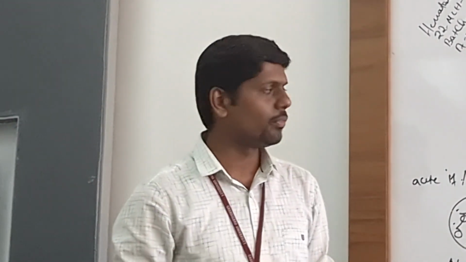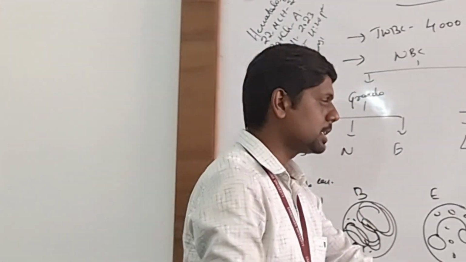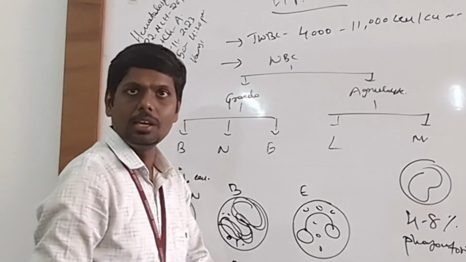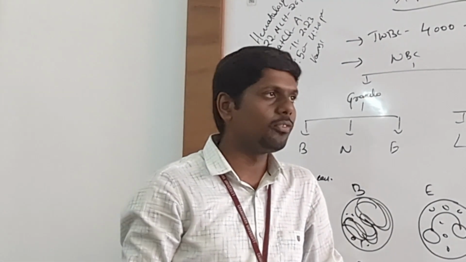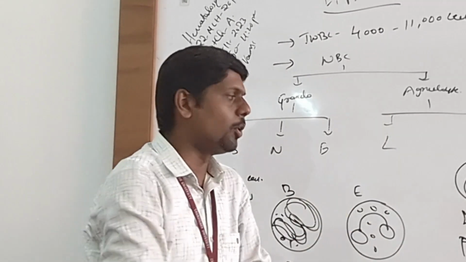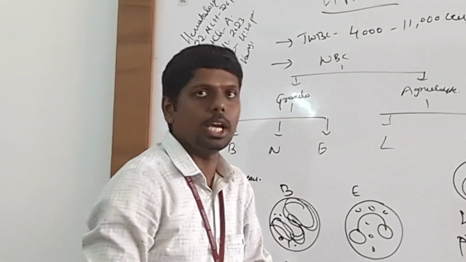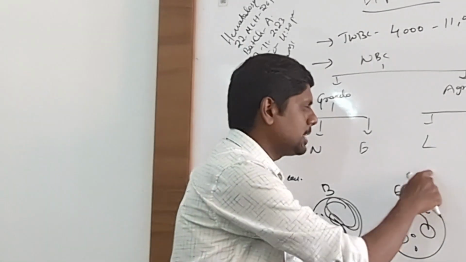Engulfing and digestion of any pathogen is called phagocytosis, mediated by monocytes. The subsets of monocytes will be macrophage cells. Macrophages and dendritic cells are all monocytes only. They are around 4 to 8%. And what is the next cell?